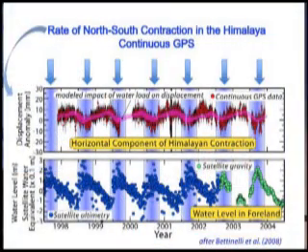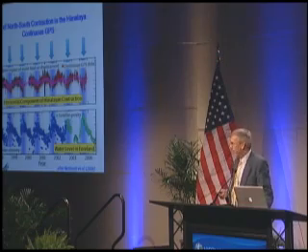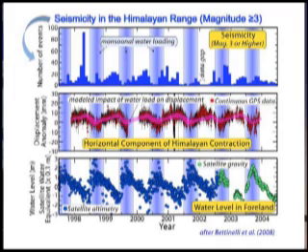If we look at GPS measurements, continuous GPS measurements within the Himalayas, these are now measuring north-south contraction across the range. You see a cyclicity to this too, but it's exactly out of phase. When the monsoon loading is strong, the GPS contraction rates slow down, and vice versa. And if we look at seismicity within the Himalayas, looking at earthquakes greater than magnitude 3, we see a similar cyclicity to it, in phase with the GPS and out of phase with the monsoon.